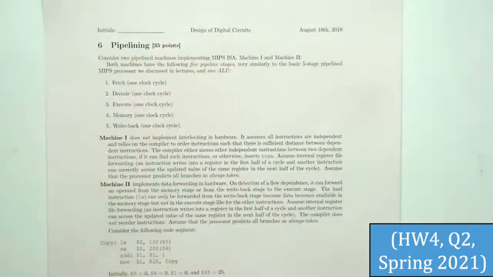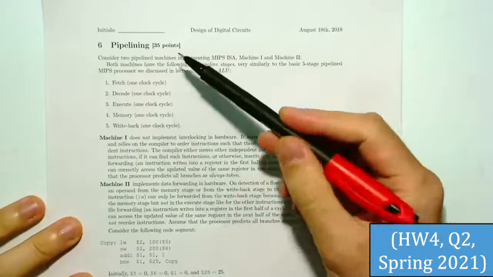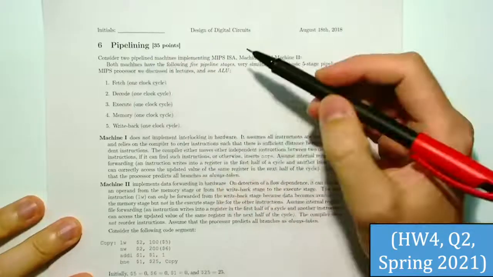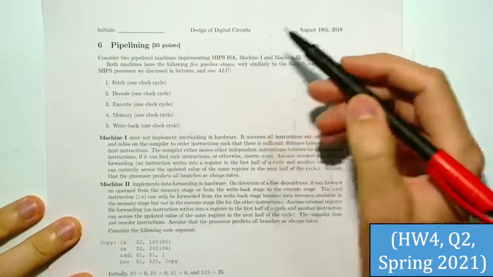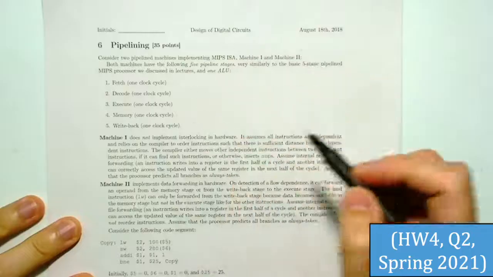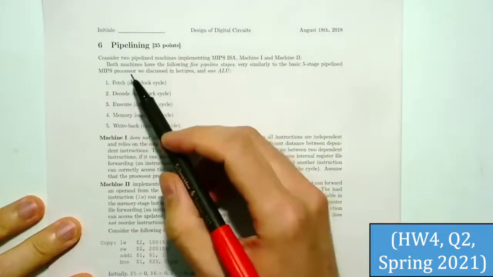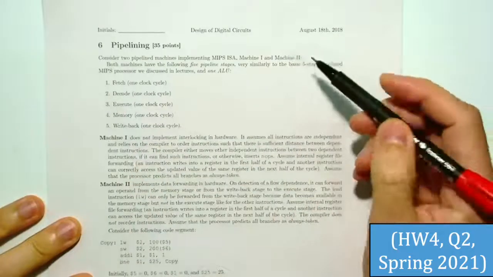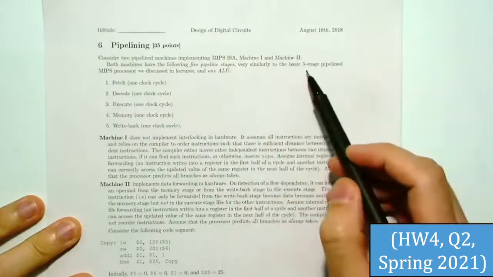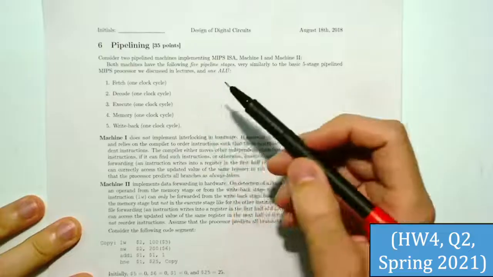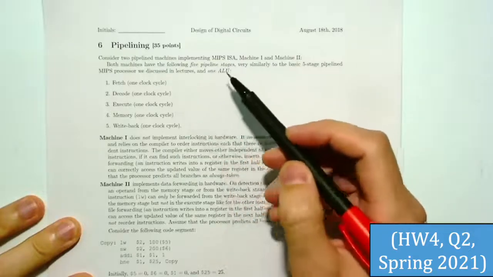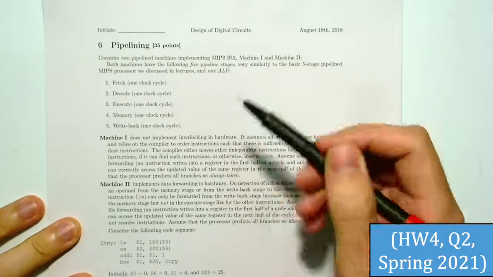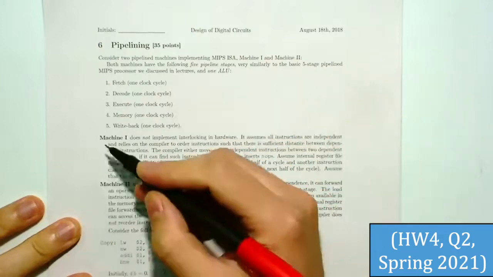Okay, let's solve this pipelining question. Consider two pipelined machines implementing the MIPS ISA, machine 1 and machine 2, right? Both machines have the 5 pipeline stages, very similar to the 5 basic pipeline stages that we saw in class, and one ALU.